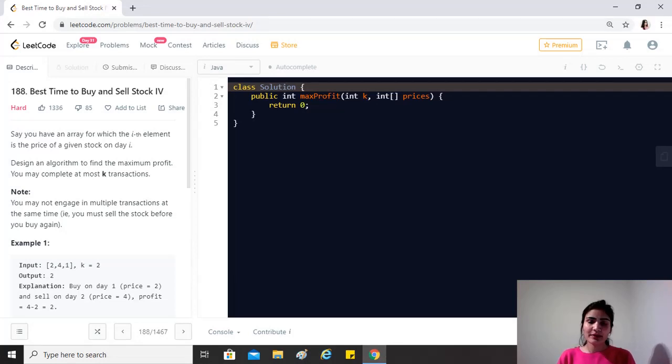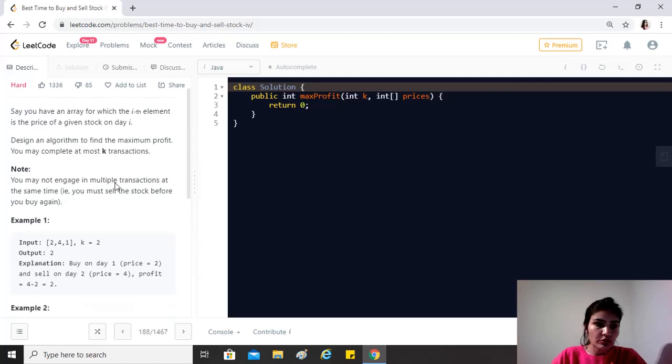Our today's question is best time to buy and sell stock IV. So the question says here, you're given an array for which the ith element is the price of a given stock on day i. Design an algorithm to find the maximum profit. You may complete at most k transactions. You may not engage in multiple transactions at the same time. That is, you must sell the stock before you buy again.